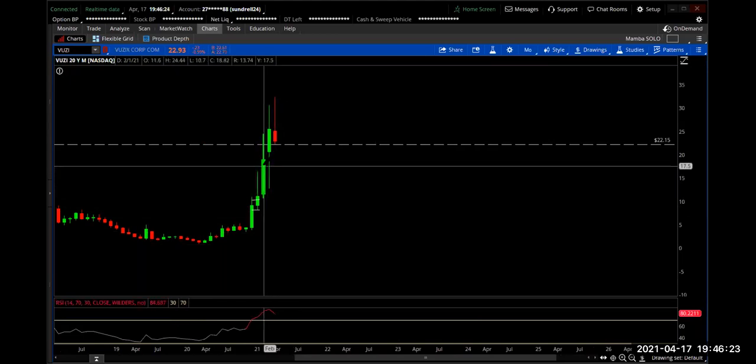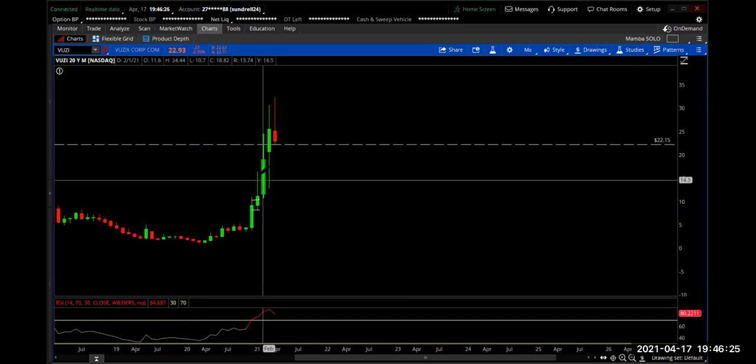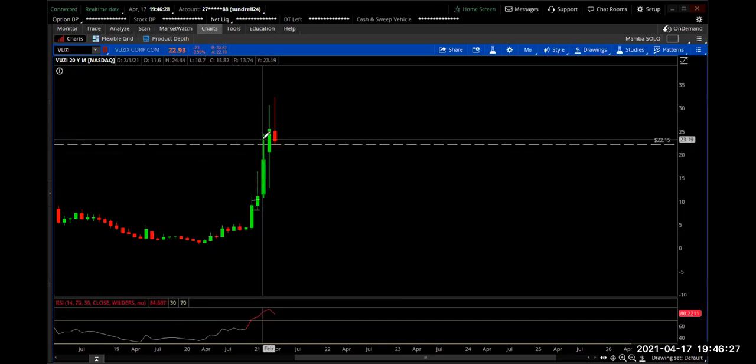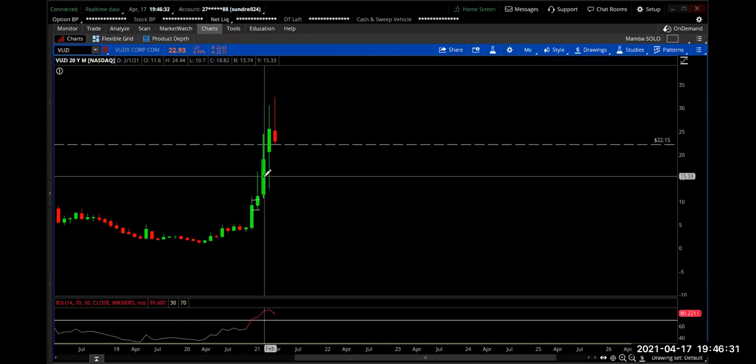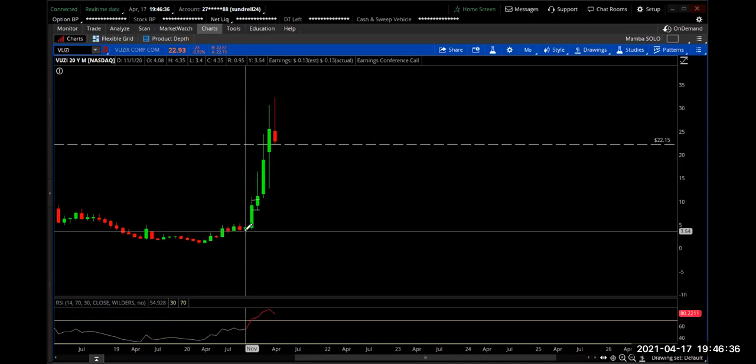The solid part is the body. The really skinny things up at the top right here, that's a wick. The bottom, that's a wick. Wicks can be long, they can be short, they can be tiny.